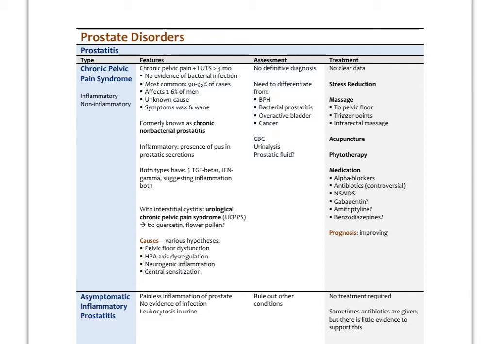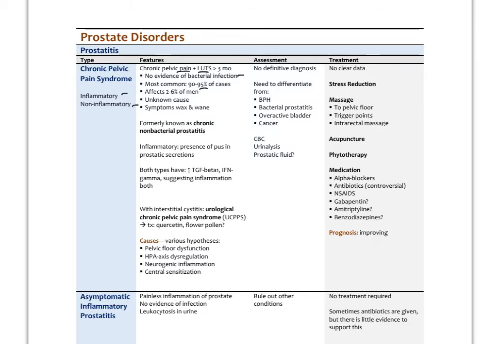This typically is divided into inflammatory and non-inflammatory types, although there's a lot of crossover between the two. This presents with chronic pelvic pain plus lower urinary tract symptoms that happen for more than 3 months. There is, again, no evidence of bacterial infection, and it's very common, up to 95% of all cases of prostatitis. And it affects up to 2 to 6% of all men. It's of unknown cause, and the symptoms tend to wax and wane.